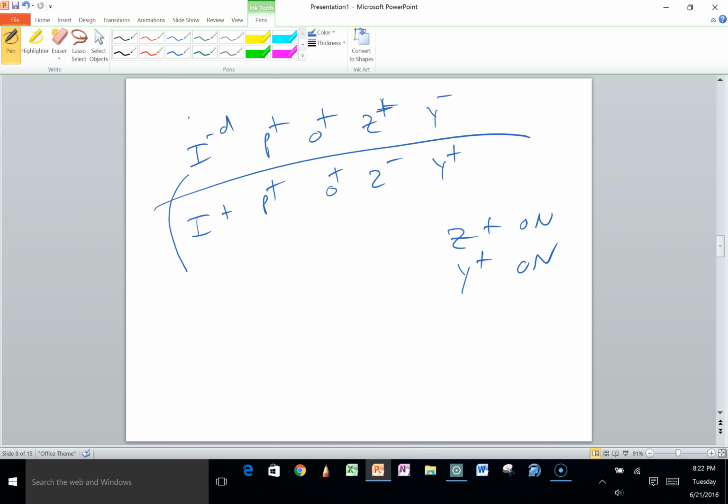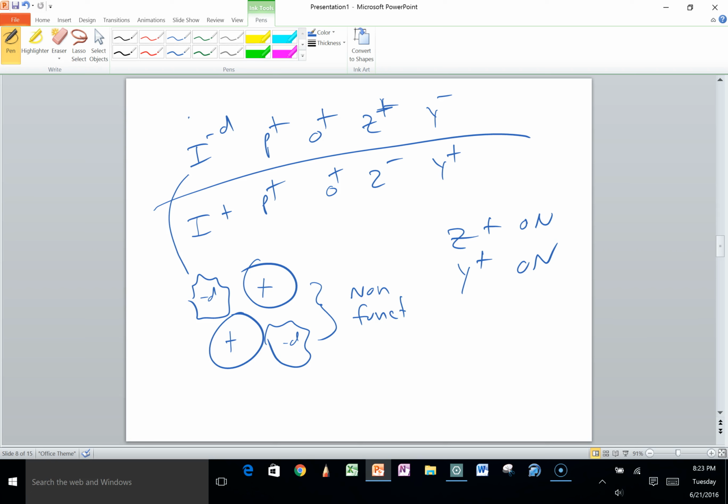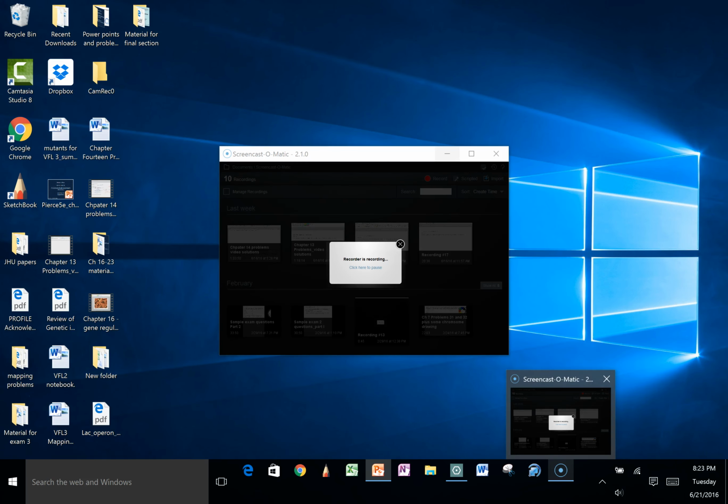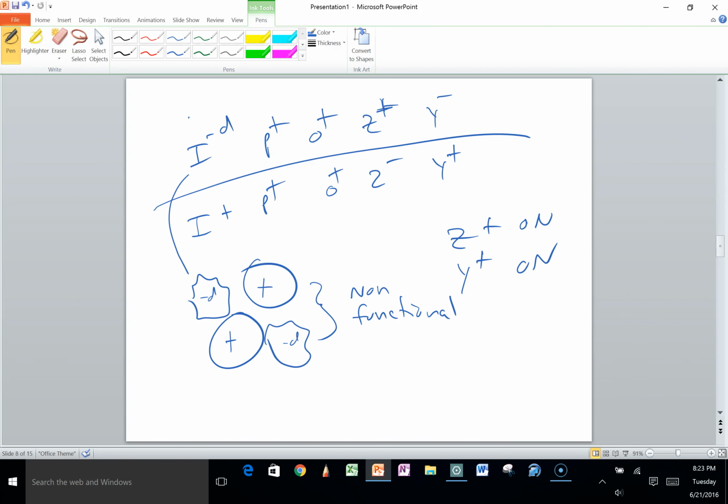And that's because this I minus D makes a mutant protein, and the mutant protein makes a complex with the wild type protein. So this is wild type and this is the minus D mutant, and this is non-functional. So this is evidence that the protein acts as a multi-subunit complex, and this I minus D acts as what we call a poison subunit, and it poisons that complex. And so that's what the I minus D is.